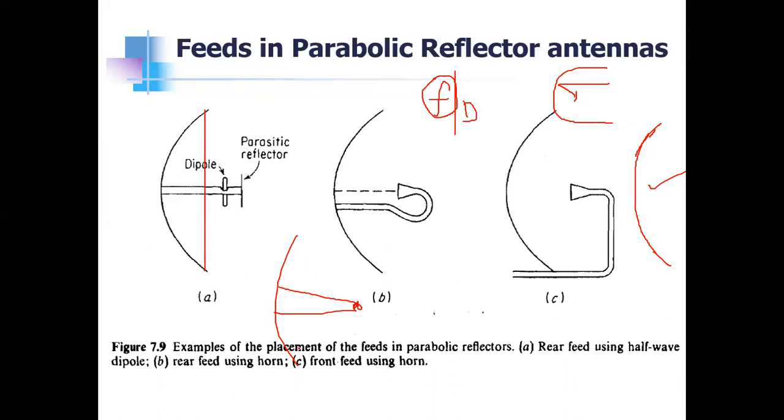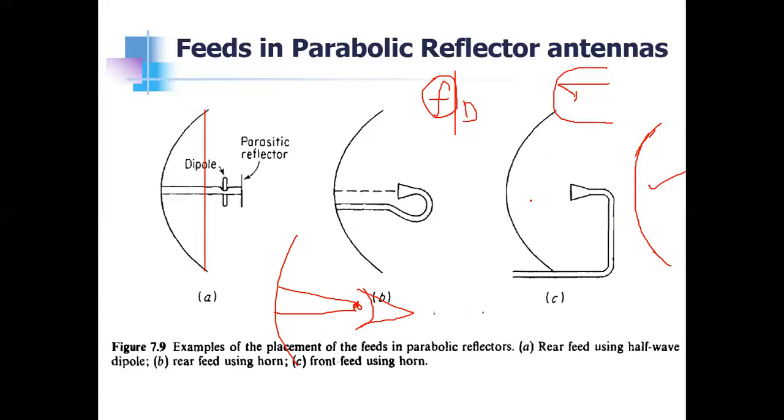Okay. So the primary pattern should be narrow in this case so that spillover is less. But the feed should be larger. That means the feed should be larger. Understood? So those are the features for large F by D ratio. Usually in tracking radars, we prefer large F by D. So that is about F by D ratio.